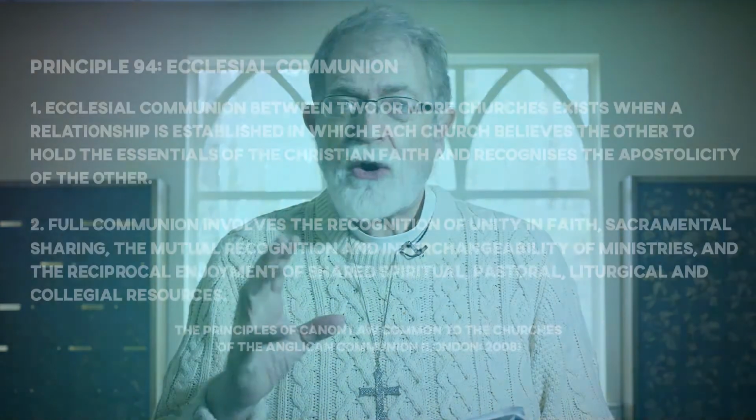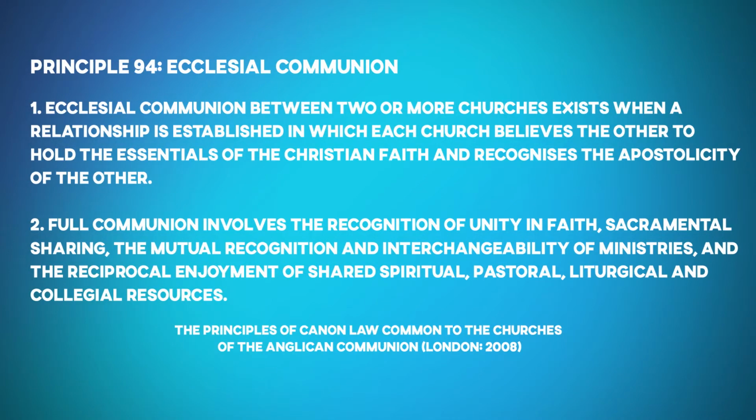Well, in this Cairo Covenant, we spell out what it means for the members to be in full communion with each other. And it's based on those three principles from that historic full communion between the Church of England and the Old Catholic churches. But it's also based on Principle 94 of the principles of canon law common to the churches of the Anglican Communion, which adds to this agreement's principle about holding the essentials of the faith, interchangeability of holy orders, mutual exchange in matters of teaching and liturgy and resources for evangelism, and sharing of collegial resources. So here is what full communion means for churches in this new historic Global South Covenant.